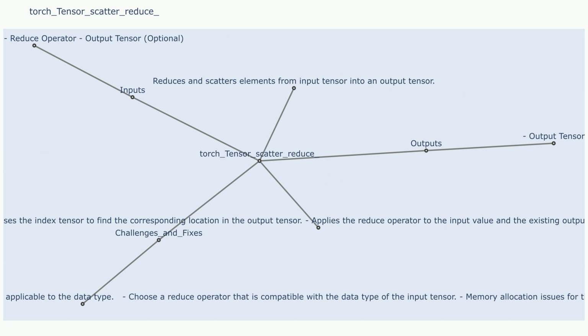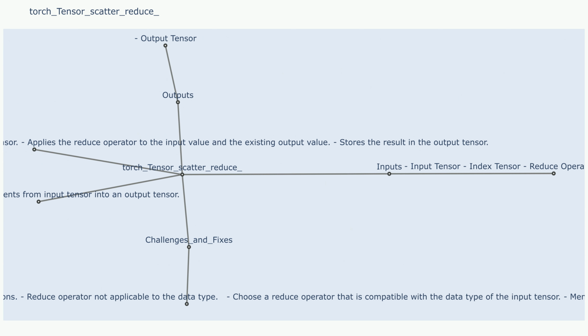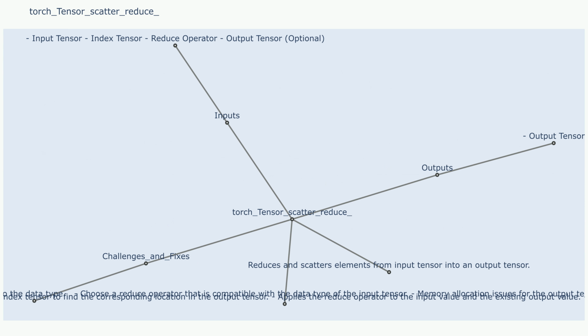Input 3: index tensor, index. This tensor contains the indices specifying where to scatter the elements from the source tensor into the output tensor. Its shape should be compatible with the source and output tensors. It's important to note that the indices should fall within the bounds of the output tensor.